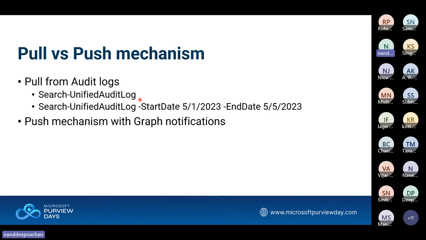But just think of the organizations where we have maybe 600 thousand users, not just 60,000, 600 thousand users. In that case, we have observed in real time that this Search-UnifiedAuditLog, or pulling the data from audit logs, fails. It simply times out. It doesn't give you any of the results. So there are obviously potential implications of this.